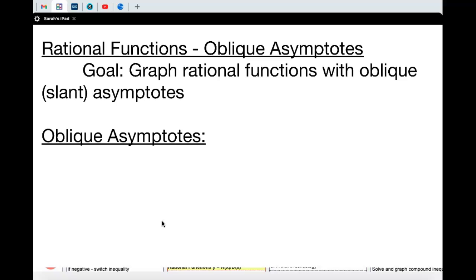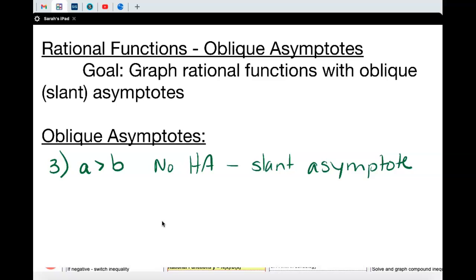So, when do oblique asymptotes occur? I talked about it. Yeah, so when we did the horizontal asymptotes, we had those three cases. Our third case was when A was greater than B. So basically the degree of the numerator greater than the degree of the denominator. So we said there was no horizontal asymptote. It was a slant asymptote.